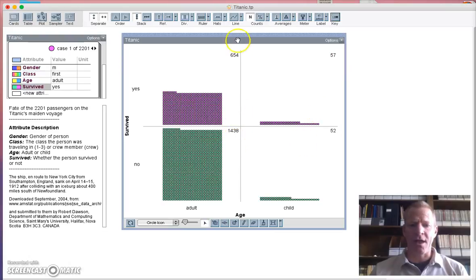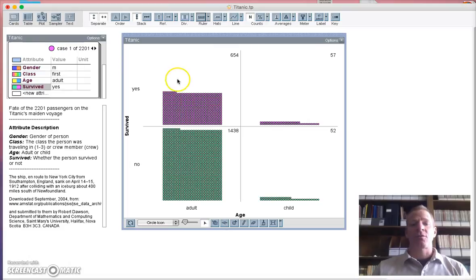It's the same for the adults. If we add this together, we get that 2,092, and we see that 1,438 of them didn't survive and 654 of them did survive. This is why we call this a two-way table, because we read it both up and down, and in this case up and down tells us whether you're an adult or a child, and you also read it side to side, which in this case tells us whether they survived or didn't survive. So again, just to review, this 52 tells me that there are 52 children who didn't survive, and there are 57 children who did survive.